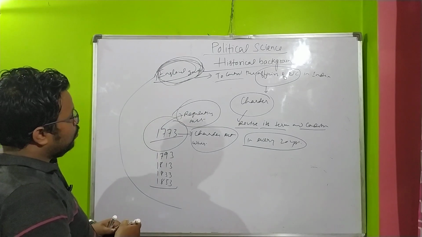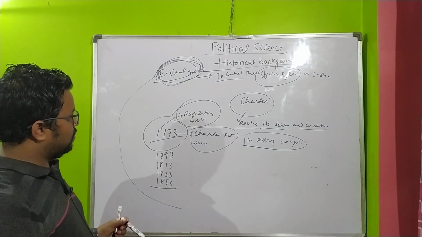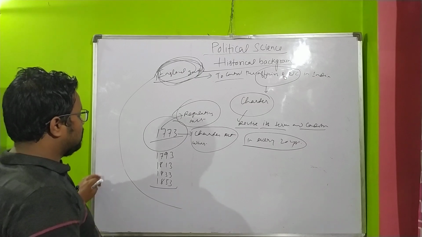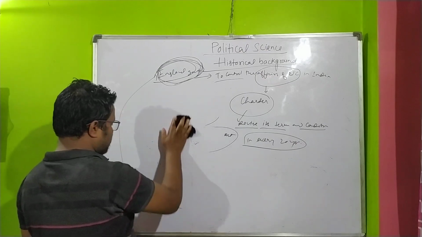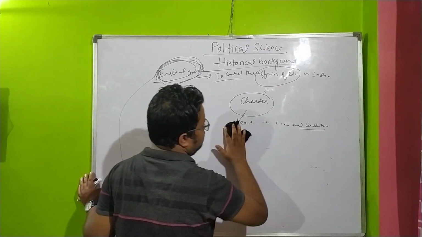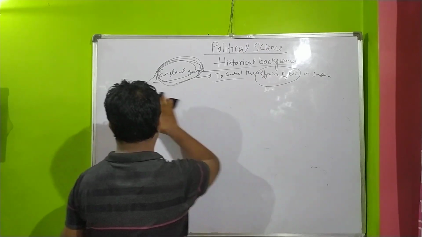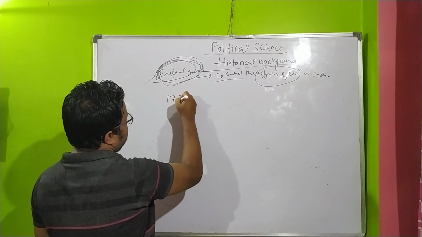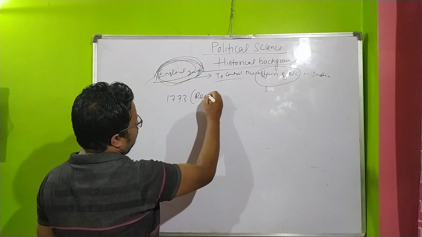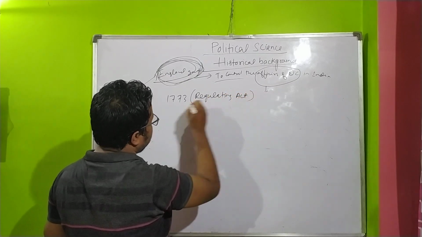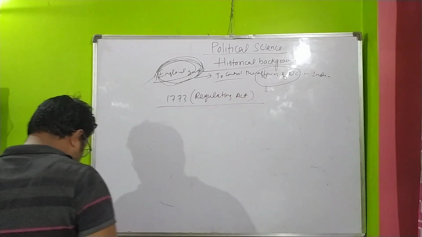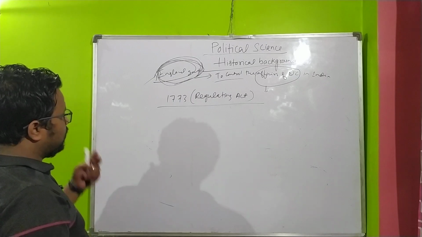Okay. Now we will study the first Charter Act. What were the things that happened in the first Charter Act? We will study the first Charter Act of 1773, or the first Regulating Act. Okay, we'll study the 1773 Regulating Act.